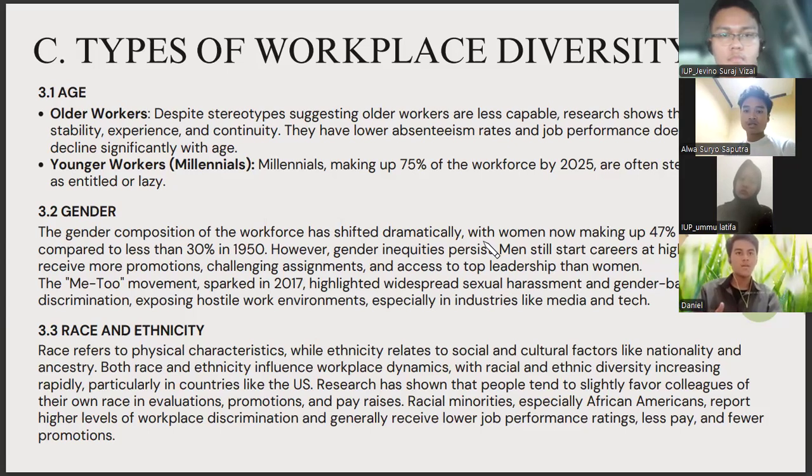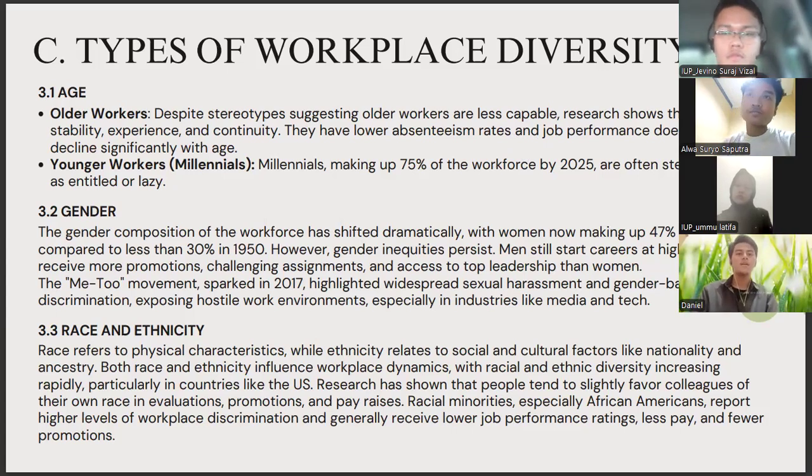Younger workers, especially millennials, making up 75% of the workforce by 2025, are often stereotyped as entitled or lazy. However, they bring strength in technology, communication, and teamwork. Managers should focus on bridging generational differences to create a productive and collaborative workforce that benefits from diverse perspectives.